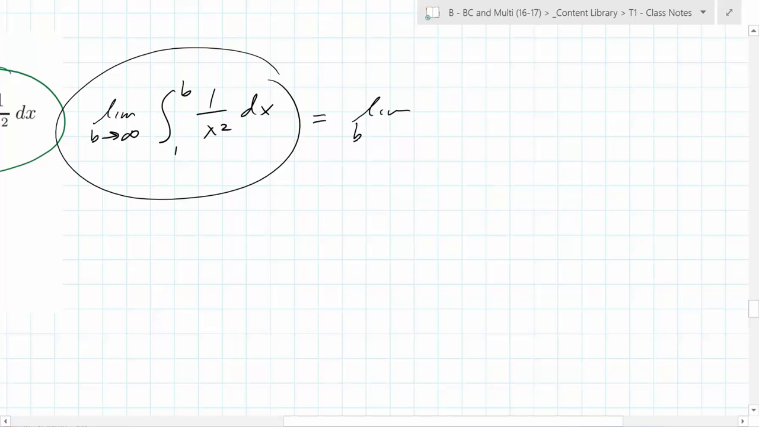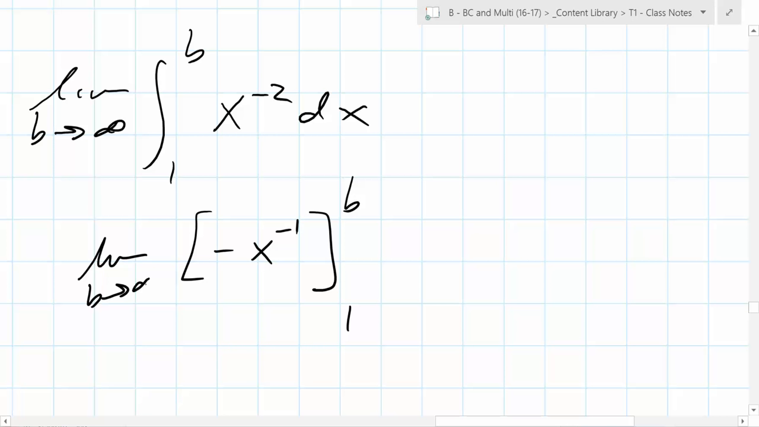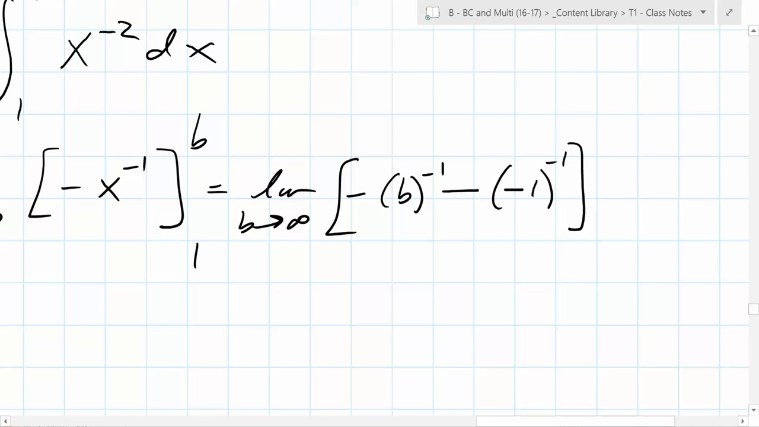So based on the limit as b goes to infinity of the integral from 1 to b of x to the negative 2 dx, what's the integral of x to the negative 2? Not the derivative, the antiderivative. Negative x to the what? Negative 1. And you're doing that from 1 to b, the limit as b goes to infinity. So what do you do here? The x gets replaced with b to the negative 1, minus negative 1 to the negative 1. You have to be really careful about this. Is everybody with me so far? There's a lot of negatives in there.